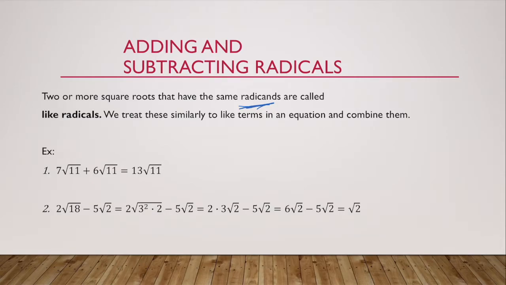So if I have 7 square root of 11 and 6 square root of 11, that's kind of like 7x plus 6x. 7 plus 6 is 13, so I'd have 13x, or 13 square root of 11.